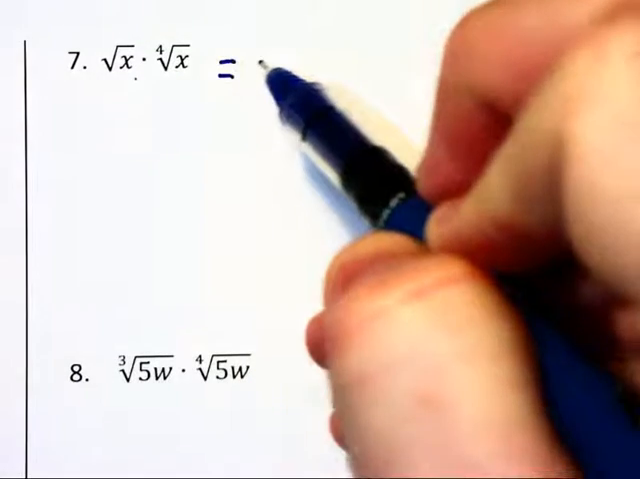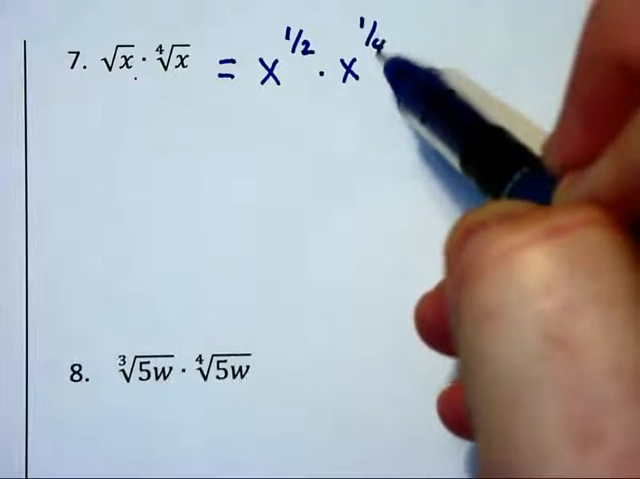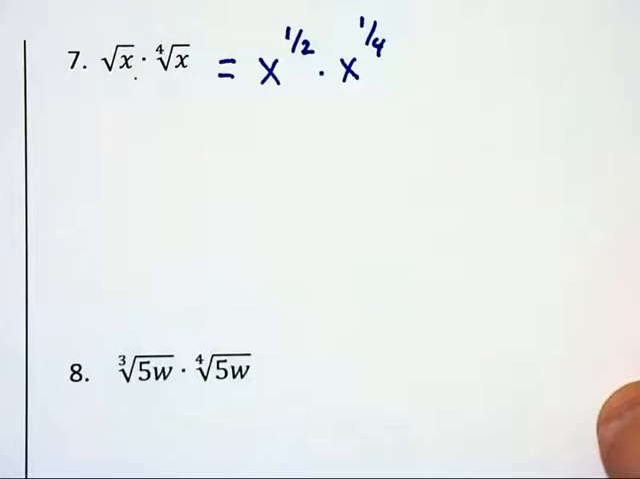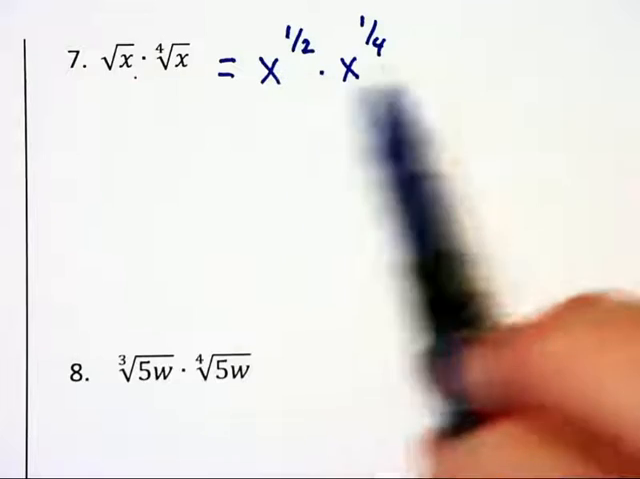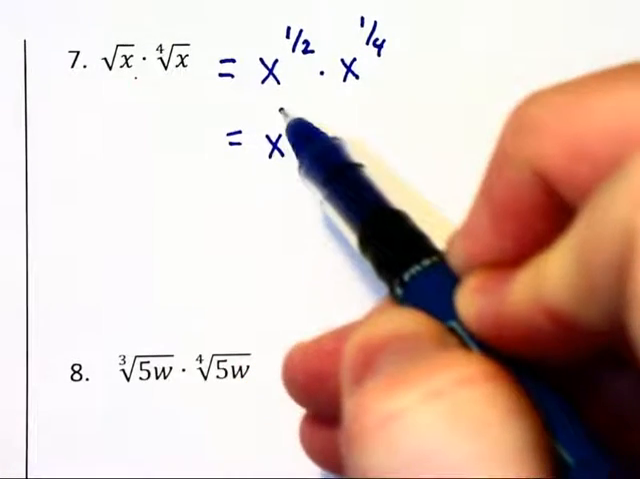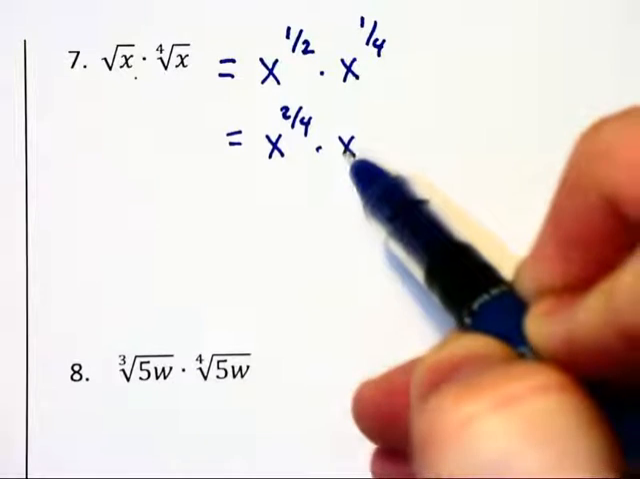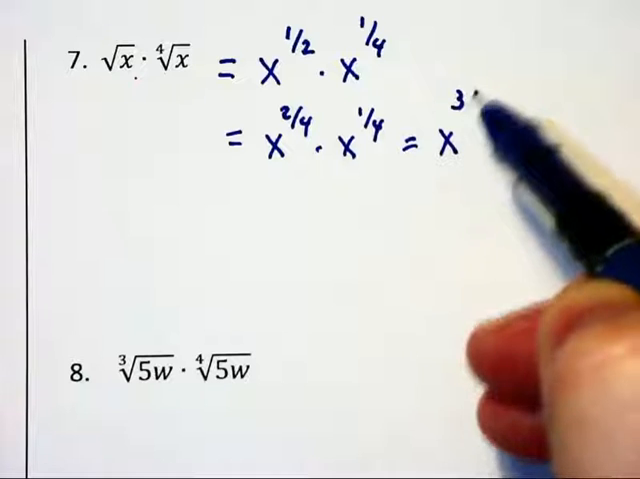So if we rewrite this as x to the 1/2 times x to the 1/4, now this becomes something we can work with. We know that we can add exponents when we're multiplying common bases together, and to add these we're going to need a common denominator in those exponents. So we will have x to the 2/4 times x to the 1/4, which you know will be x to the 3/4.